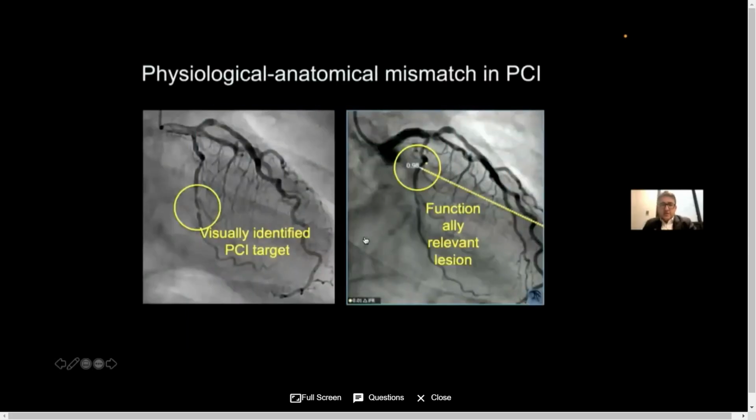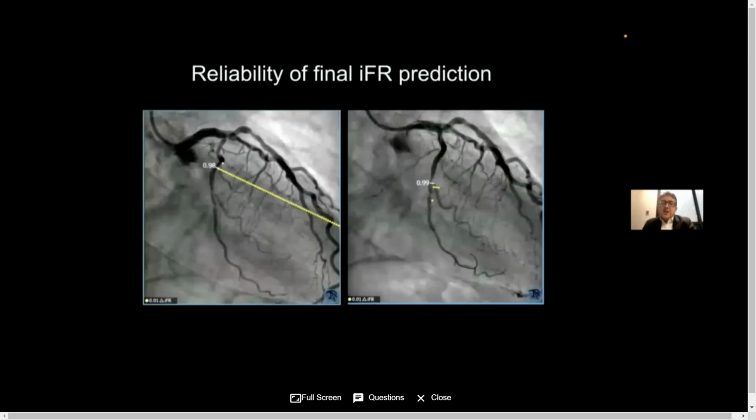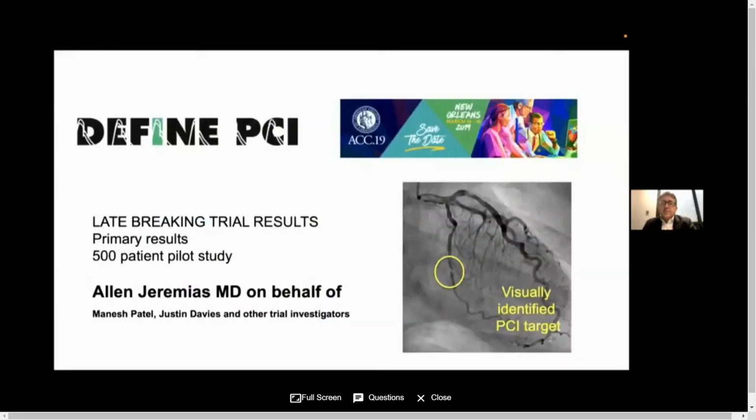So, visually identified target, functionally relevant lesion. Remember that. The physiology helps us identify really what's going on in the artery. And this lesion, after treatment, was very successfully treated. Proximal LAD was totally negative at 0.95, so we left that alone. Now, we're really starting to understand more about the importance of lesion level of ischemia.